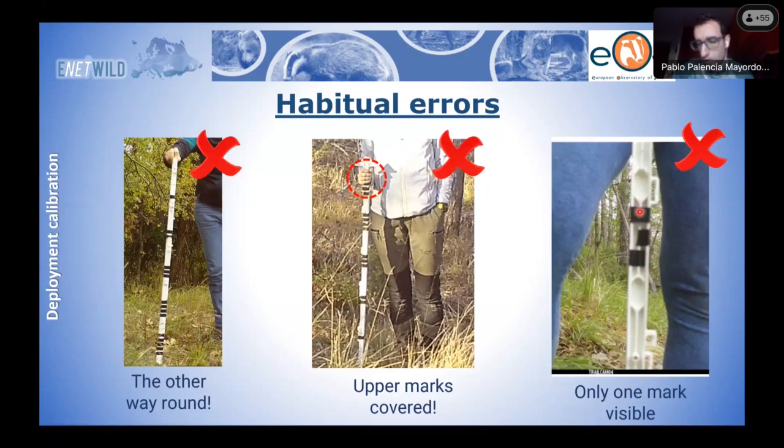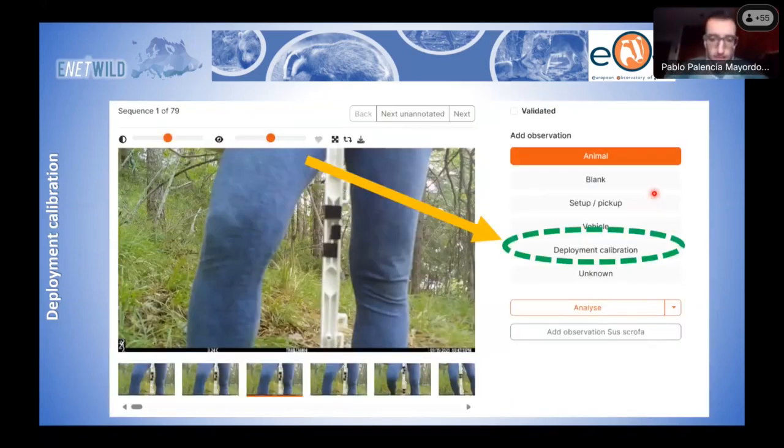Another typical error is to place the pole very close to the camera. For instance, you can see here one example in which the pole is very close to the camera, so we can only see one reference, in this case the 60 centimeter reference. These types of pictures are not useful to calibrate the deployment.